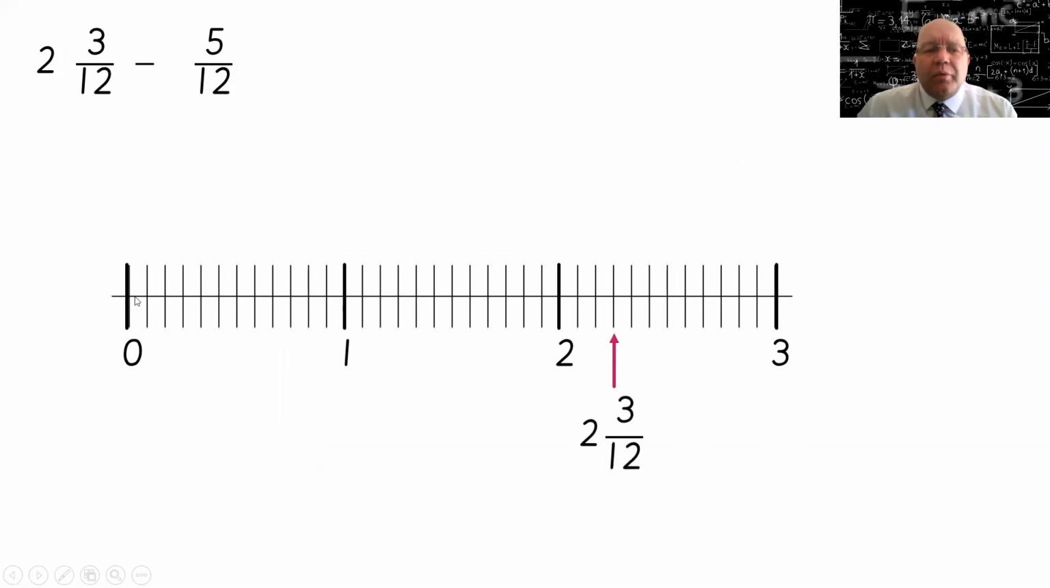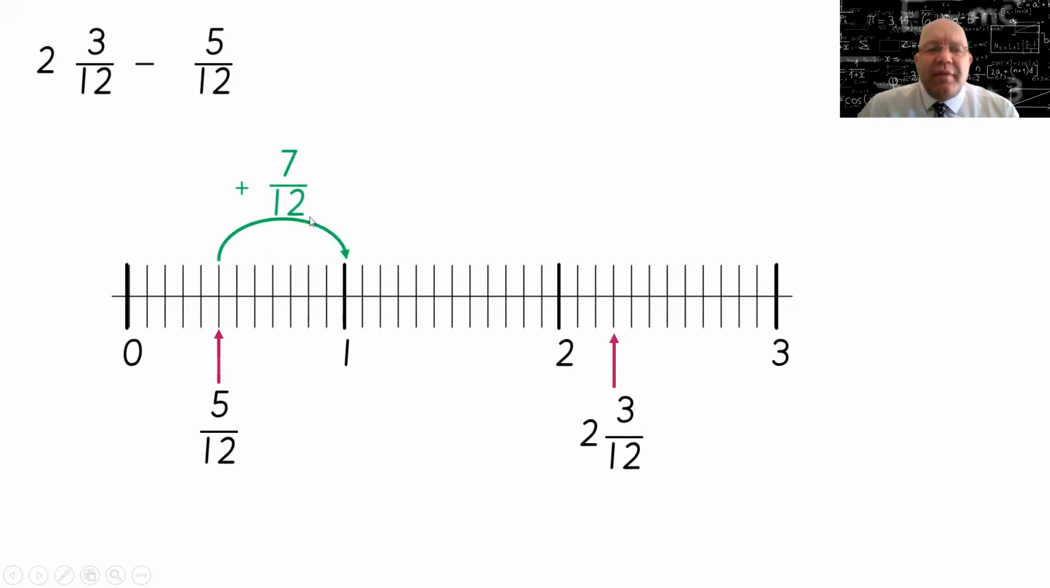Okay, we've broken our number line down into 12s. So there's the 2 whole 1s, 1, 2, 3. So there's 2 and 3/12. And 5/12 is all the way down here. So there's quite a big gap between them. So let's do the steps and see how long it takes us to get there.